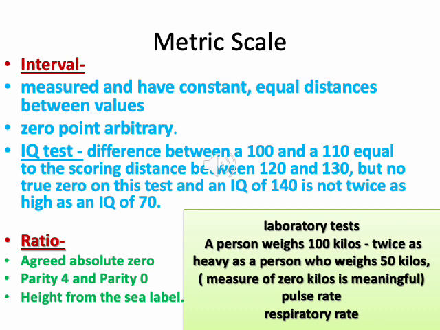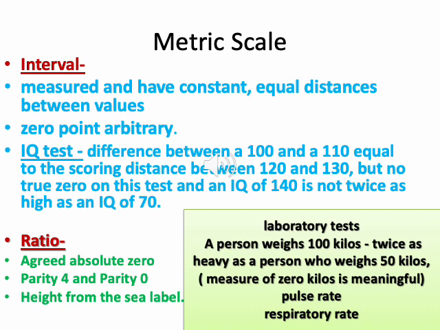So if I take an IQ test, then the difference between 100 and 110 is equal to the scoring distance between 120 to 130, but this is not the true 0 of this test. And an IQ of 140 is not twice as high as an IQ of 70. So the 0 here is a relative 0.